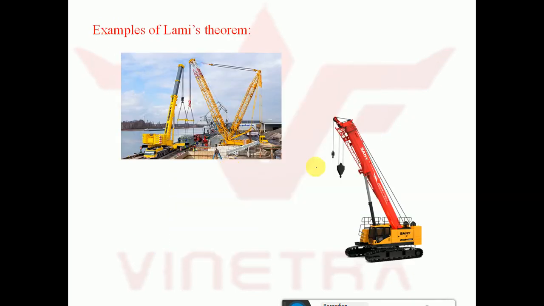So let us take this. See here, this is the vertical steel, I will say it as vertical steel support, and it is a crane. This crane is used to lift weights. Okay, so here, let us take some weight is applied.